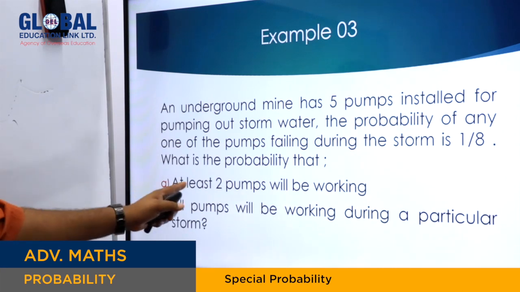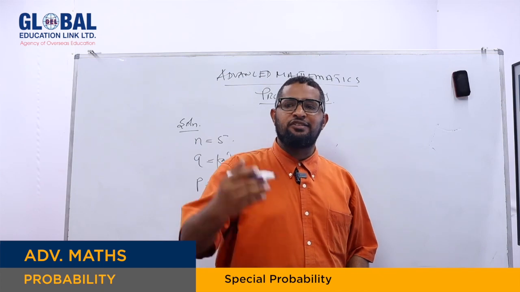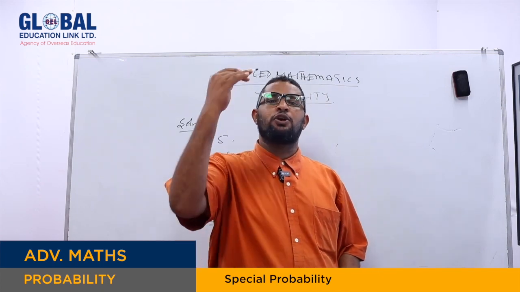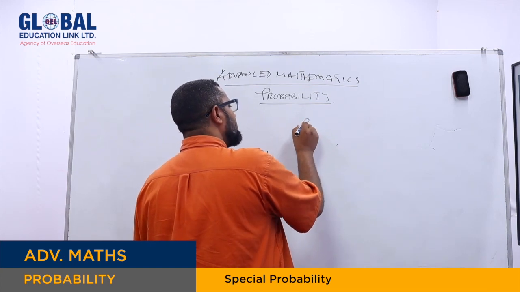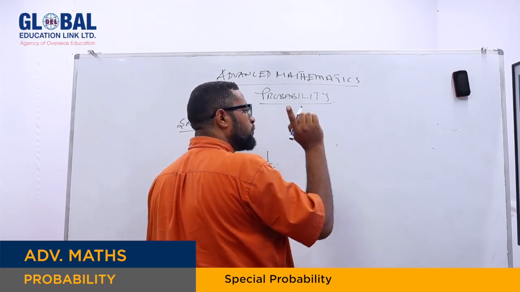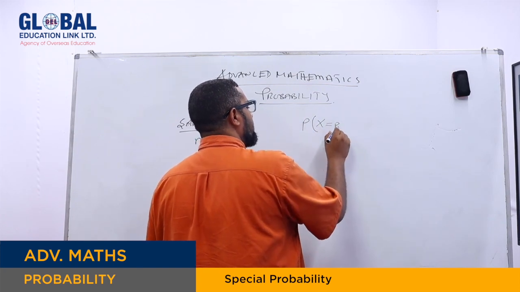Now, part A, at least 2 pumps will be working. Again, what the meaning of at least means is greater than or equal to 2. Find the probability of at least 2 pumps when x equal to pump.